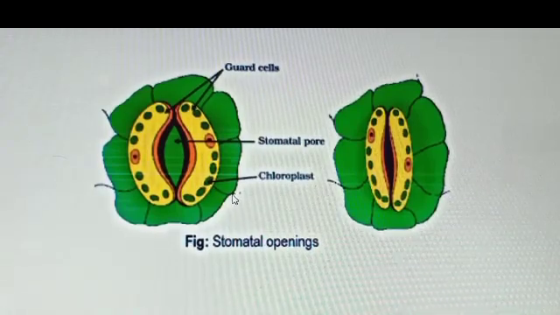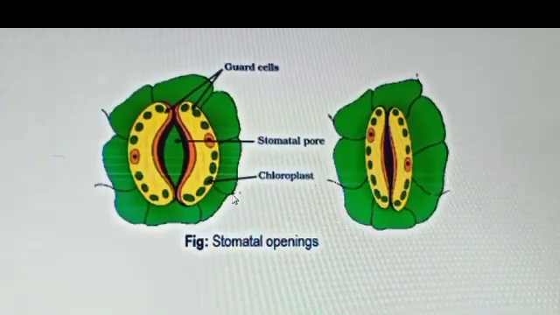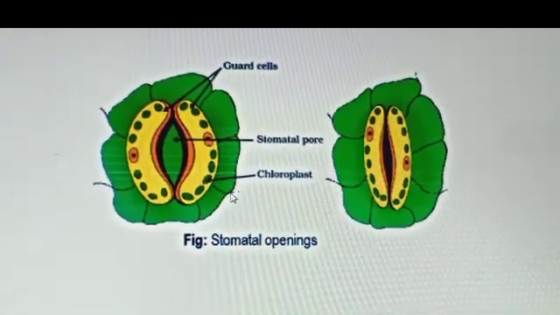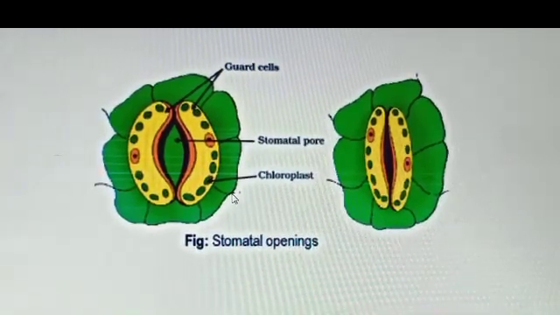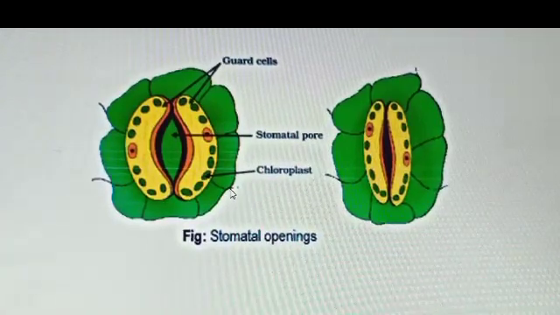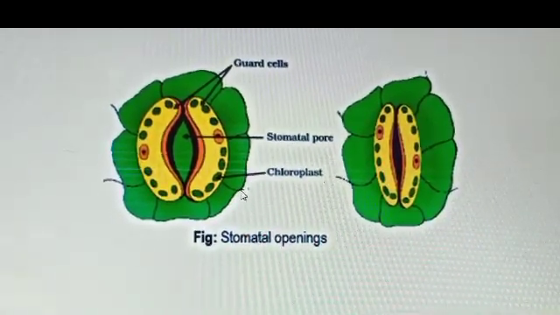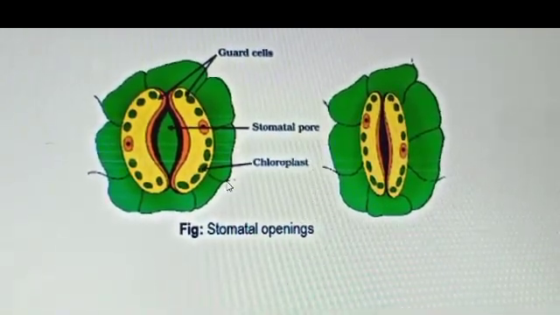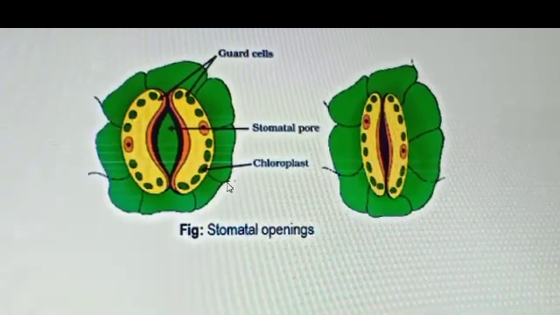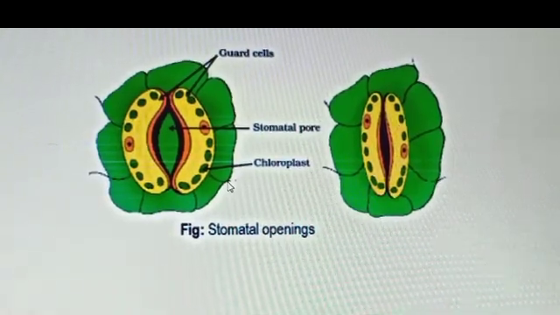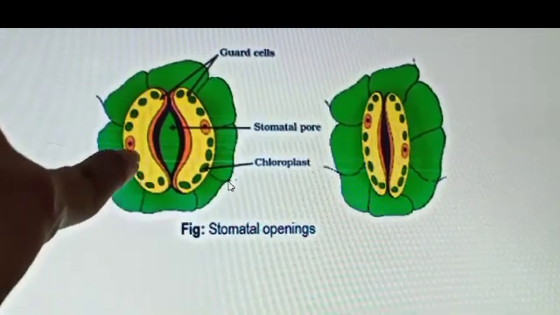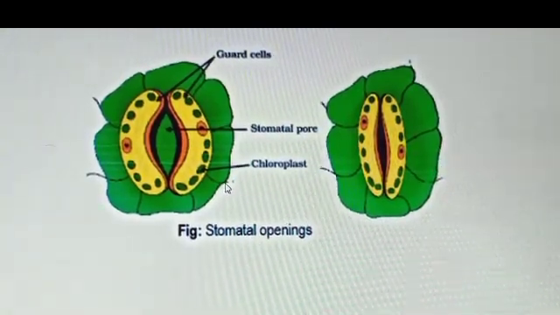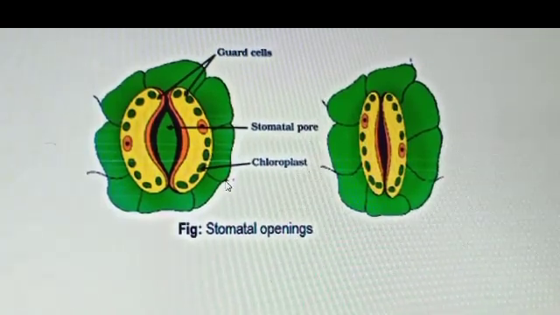If they ask you to write down the structure of the stomata, in that case only one figure is enough. But if the question is to write down the opening and the closing of the stomata, then you have to draw both structures, the opening of the stomata as well as the closing of the stomata. I hope this figure will help you out. Here you can see this is the opening of the stomata and this figure is for the closing of the stomata. Now let's see the next image.